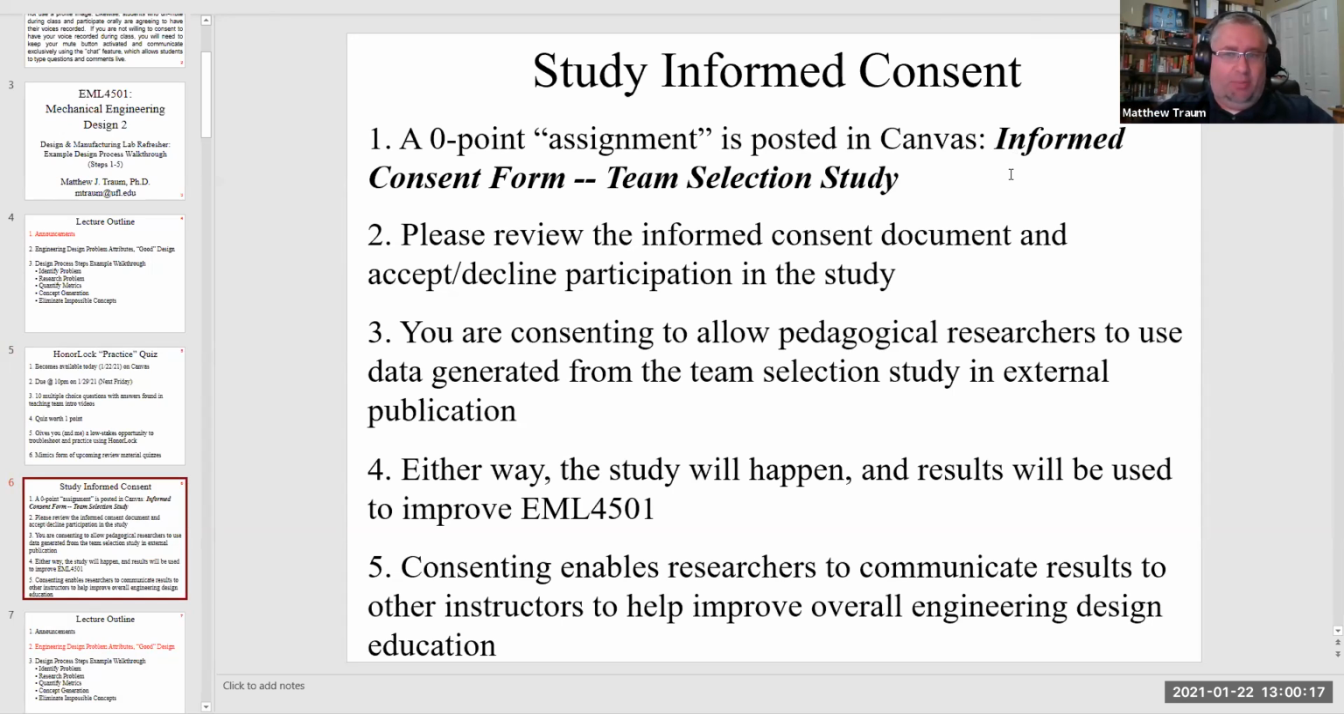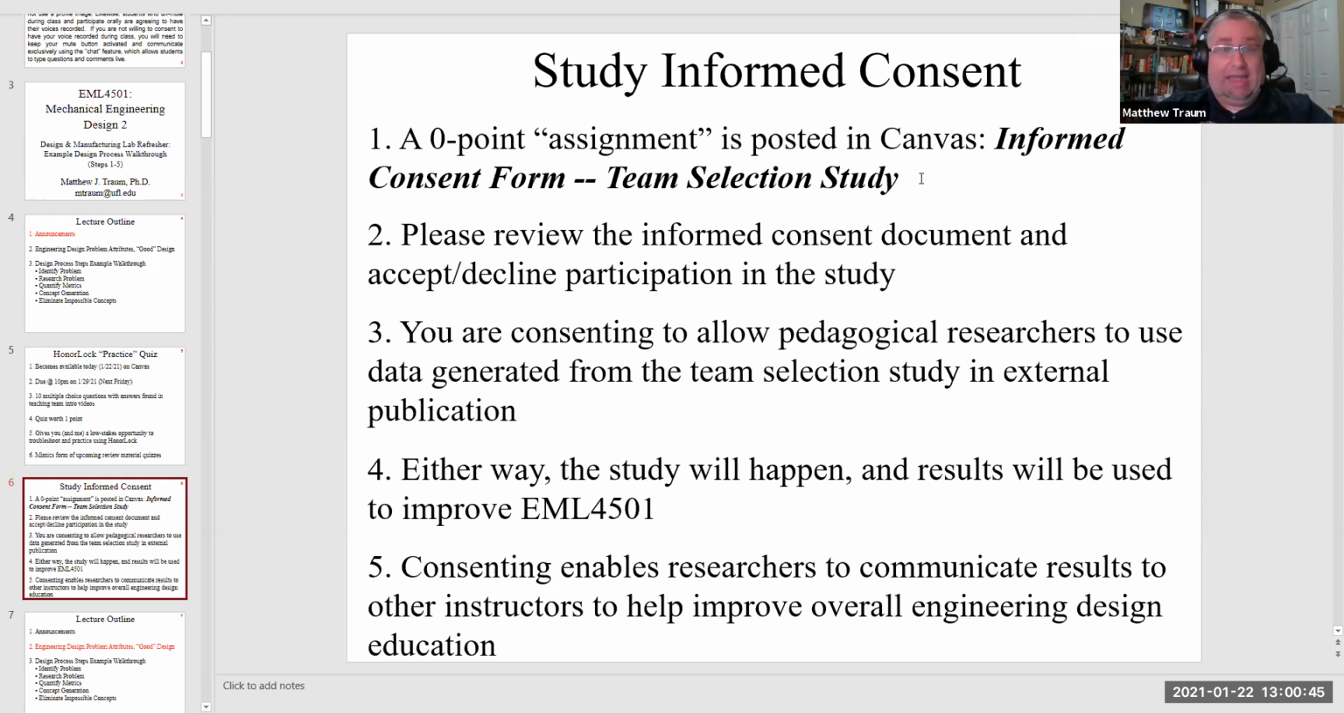And once we get that approval through the university's IRB, institutional review board, then we have to get your consent as the participants being studied to use your data for any sort of external publication or communication. And so that's what this informed consent form is doing. It's just asking for your consent to use data from the study that we're running this semester on team selection and its effect on the design outcomes.